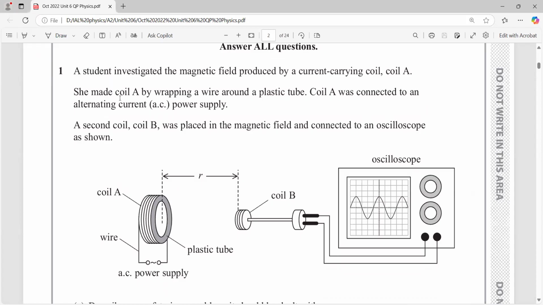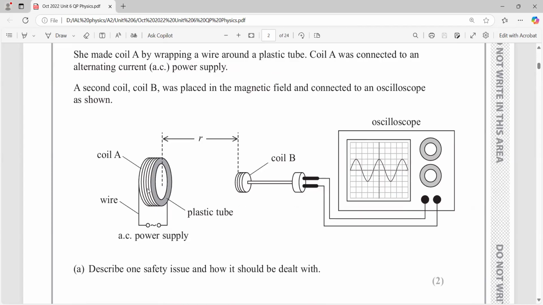Coil A is connected to an AC supply, and then a second coil B is placed in the magnetic field, connected to an oscilloscope. So there's a change in the magnetic field of coil A, and that change in the magnetic field will induce EMF in the secondary coil. That's electromagnetic induction.